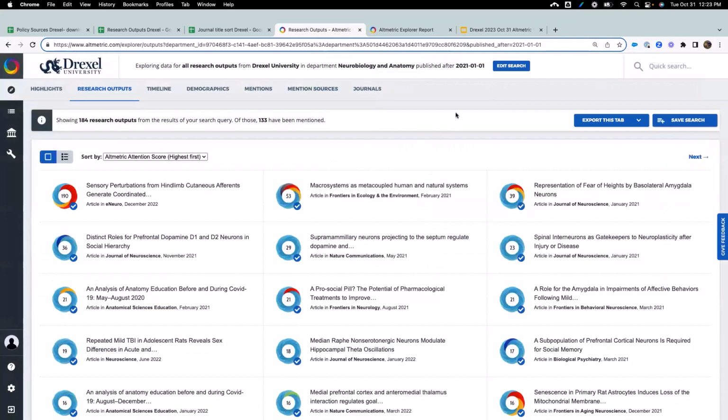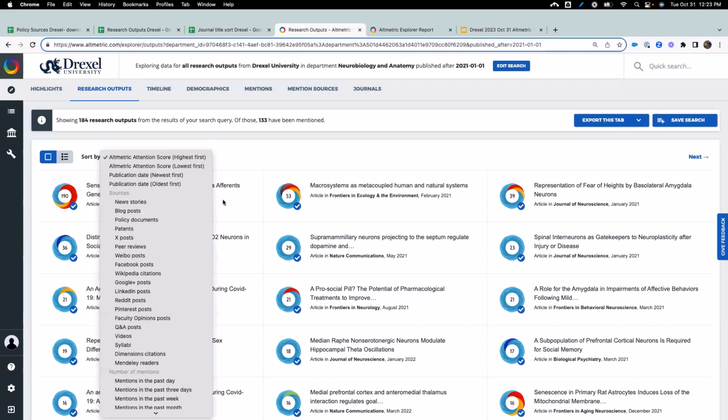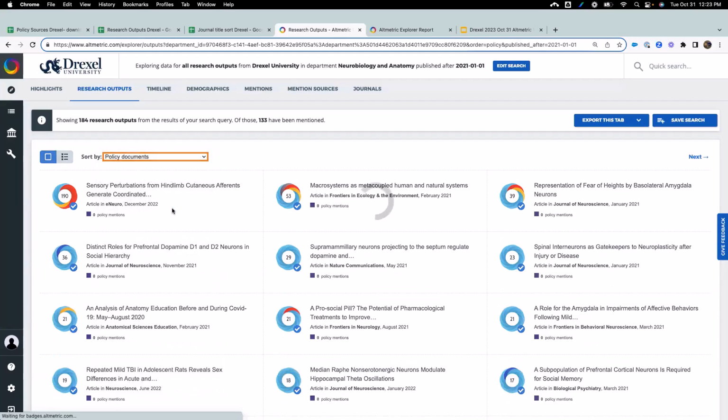So now it's telling us this is what's been published in neurobiology and anatomy since 2021. And there are 184 pieces of research that we're tracking, and of those, 133 have mentions. So that gives you a much narrower view of the research, but it allows you to really zoom in on what you might want to look for. And again, here, if you want to see, okay, now I want to have this sorted by policy documents, well, you can do that again. You can click on policy documents and see, okay, very interesting.